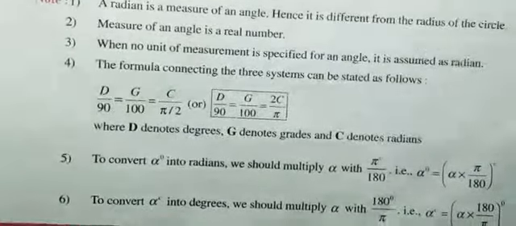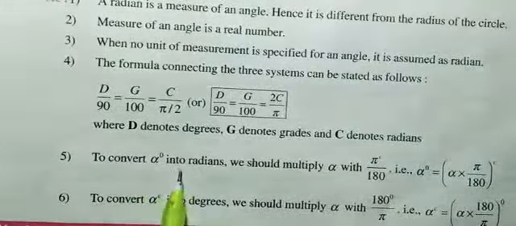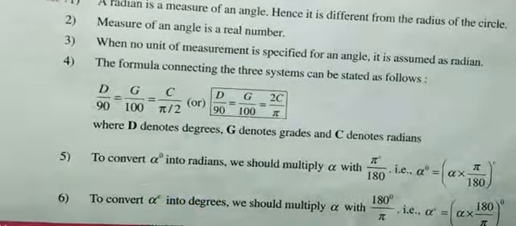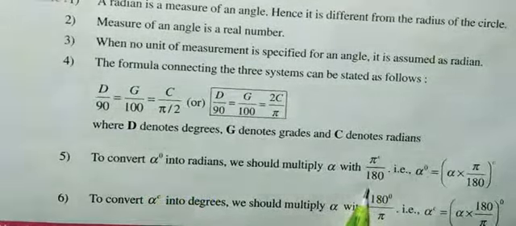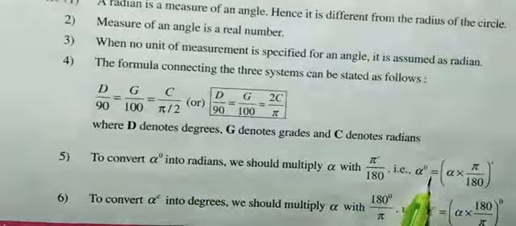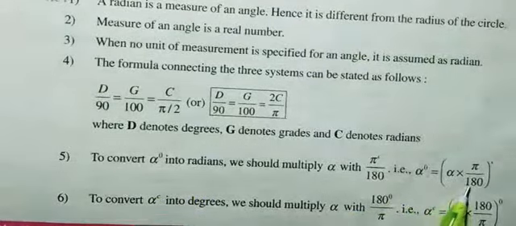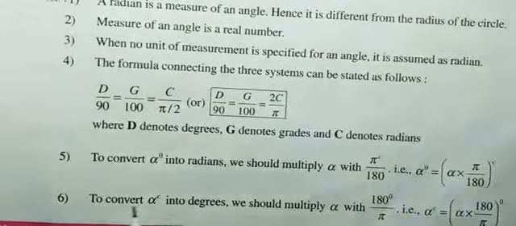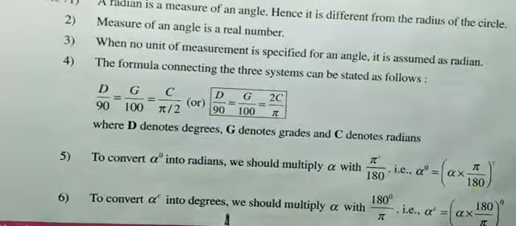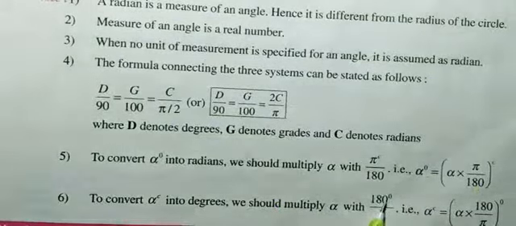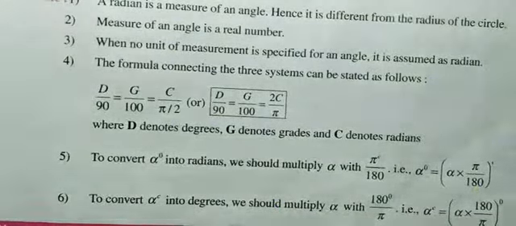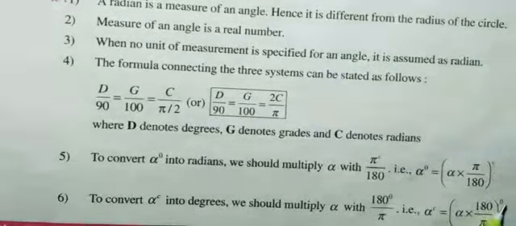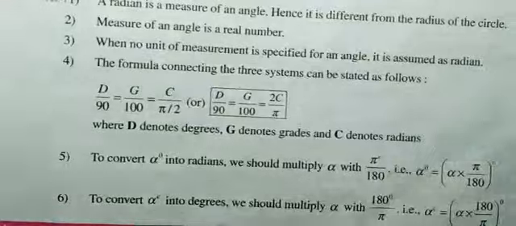Next, to convert alpha degree into radian, we should multiply alpha with pi radian by 180. Alpha degree is equal to alpha into pi by 180 radian. And to convert alpha radian into degree, we should multiply alpha with 180 by pi. So alpha radian is equal to alpha into 180 by pi degree. Understood that?